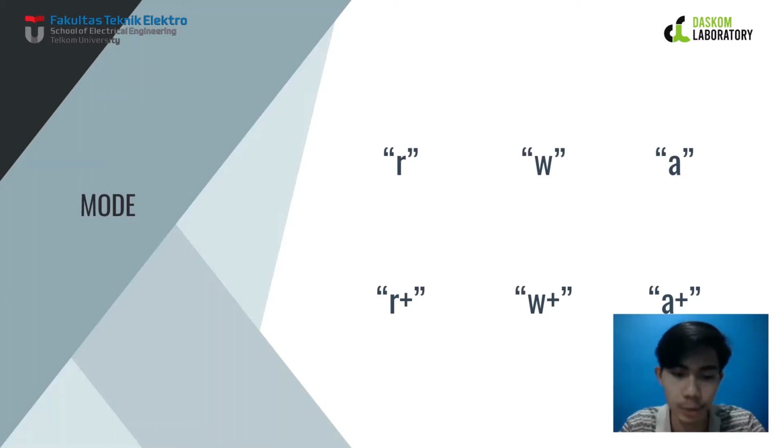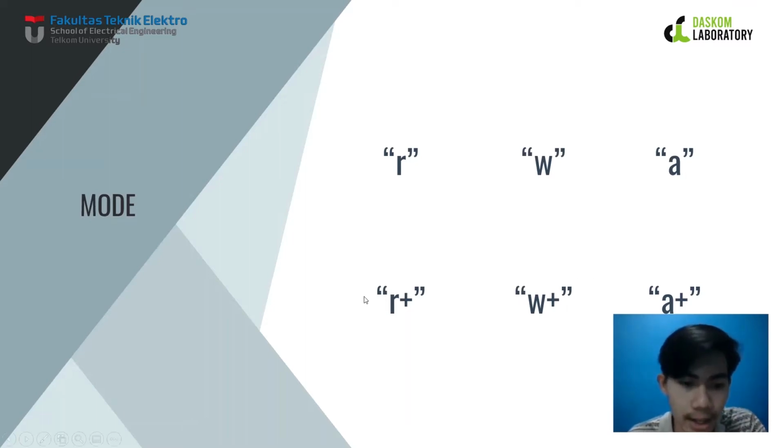Next is a mode. It means open the file for the appending process. If the file does not yet exist, the file will be created. Meanwhile, if the file exists, it will cause the data to be written at the end of the file. If the file is successfully opened, the file position indicator will initially be positioned based on the implementation of the platform, whether at the beginning or the end of the file.